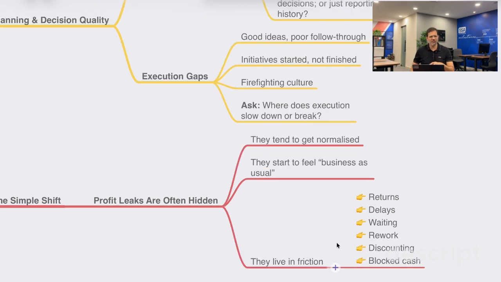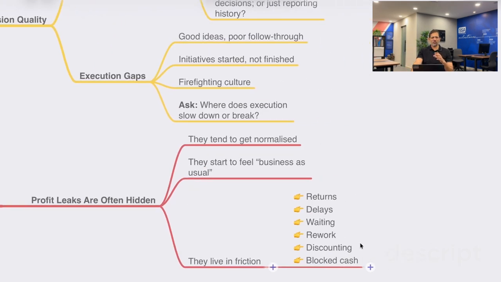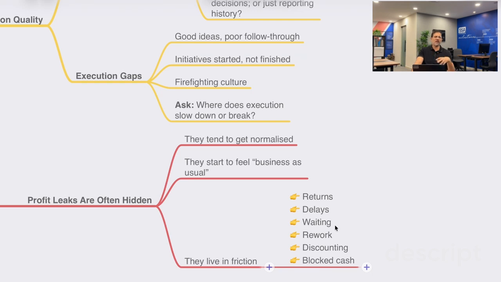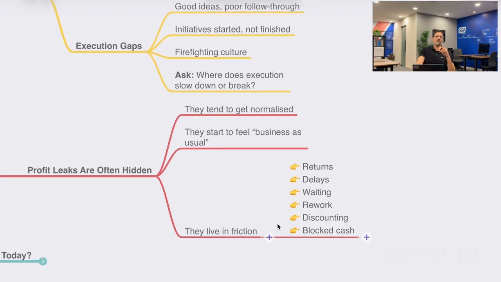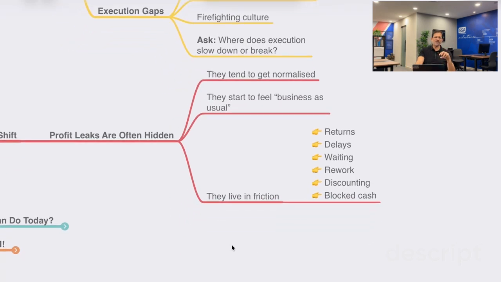So look for some of the symptoms in your business. Look for some of these so-called friction points: return delays, waiting, rework, and so on. If you have one or more of these symptoms in your business, it simply means that there do exist profit leaks in your business. It may or may not be reported in traditional financial terms, but I can guarantee you that you are leaking profits. So what can you do today to change course?